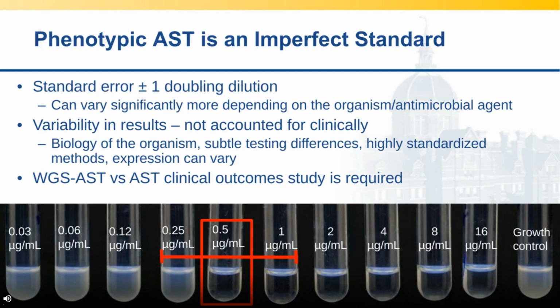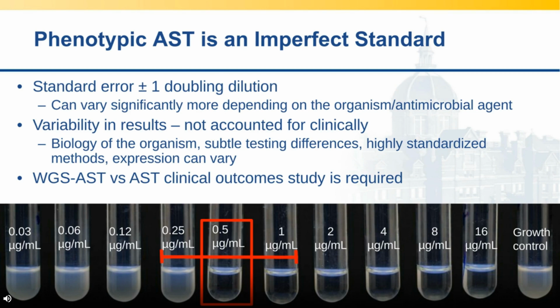The other problem is that the method that we're comparing to, the phenotypic reference standard, is an imperfect standard itself, where the standard dilution is plus or minus 1 doubling dilution. I show at the bottom of the screen here, the MIC is read where you see visible inhibition of growth at 0.5. But if you repeated this in triplicate, within the standard error of AST, you might get a result of 0.25, 0.5, or 1. And this can vary significantly more depending on the organism or antimicrobial agent combination.